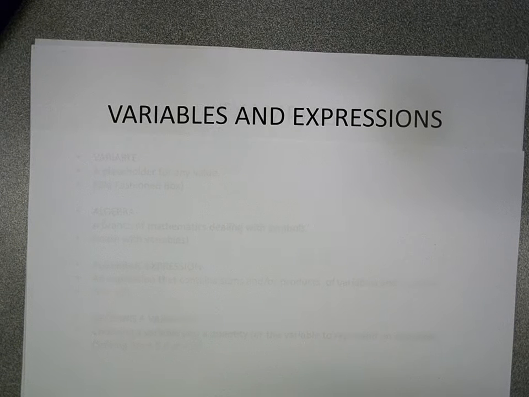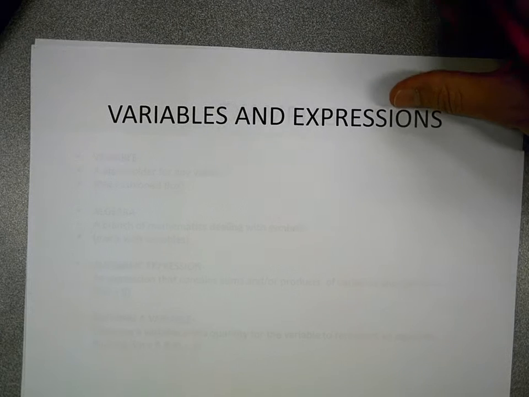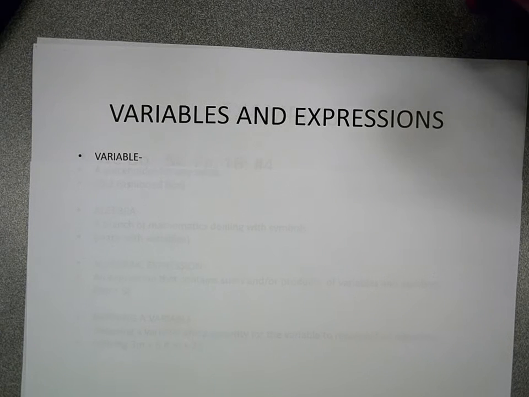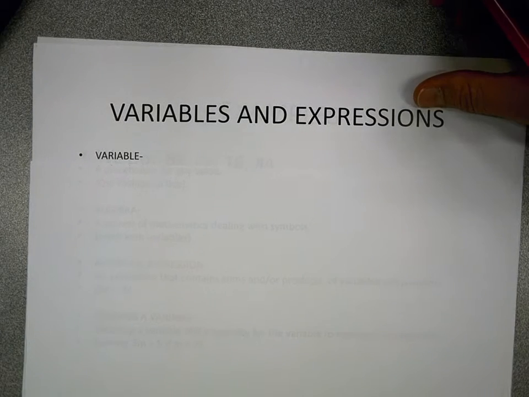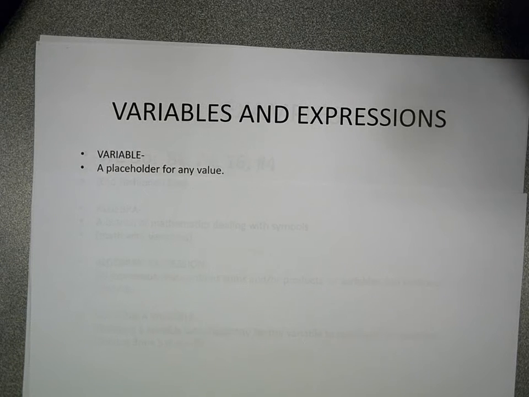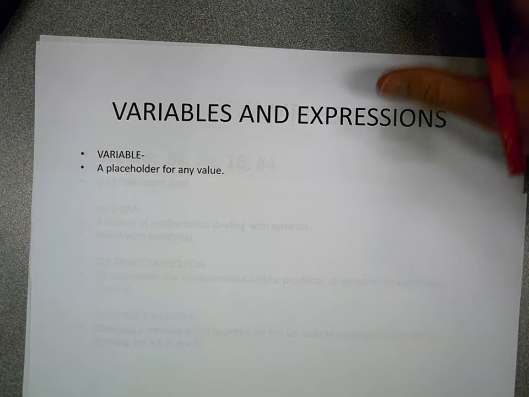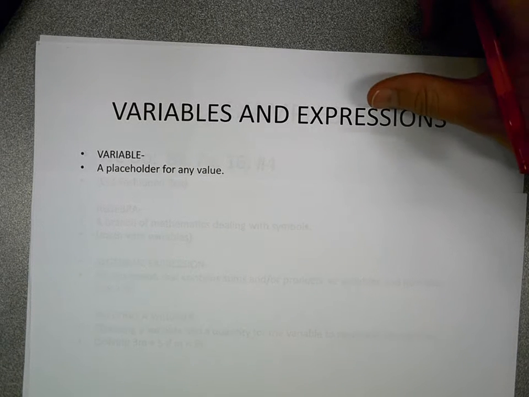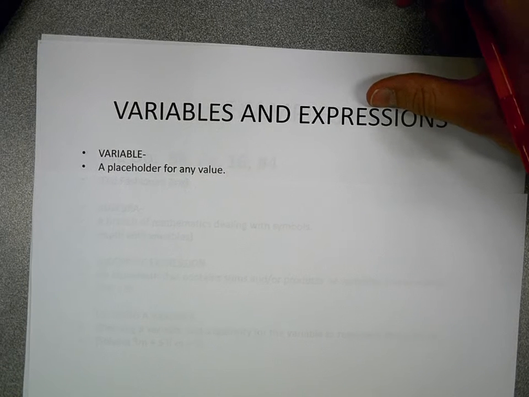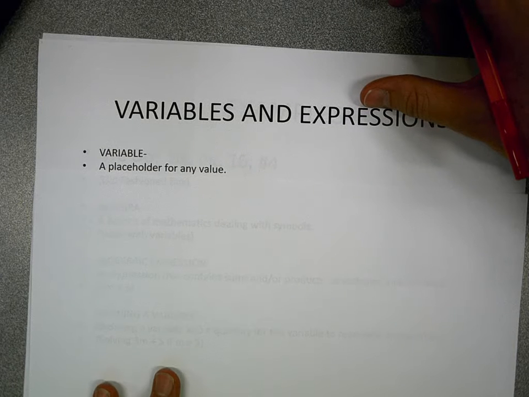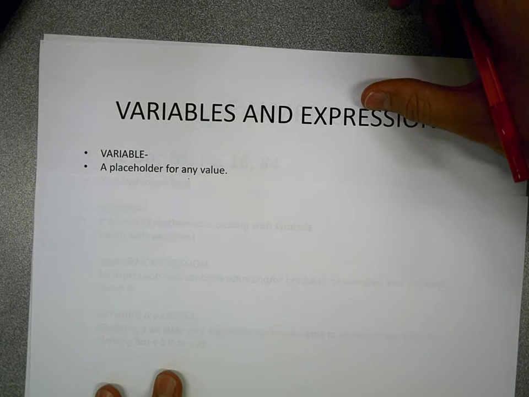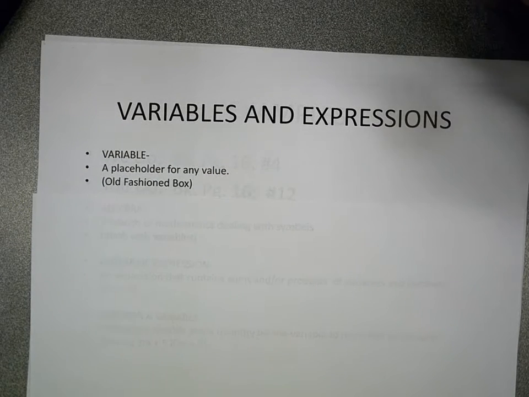We have 4 vocab words or phrases today. Our first one is variable. Your book says this is a placeholder for any value. A little reminder for those of you that remember this from elementary school: some of your teachers gave you worksheets back in the day that had this, maybe even when you were really young. A variable is pretty much what used to be the old-fashioned box.